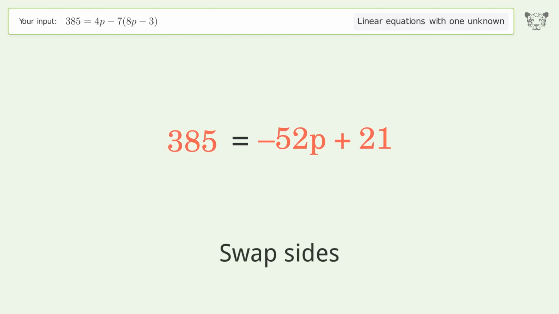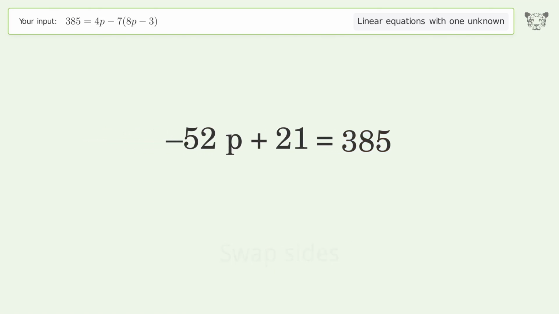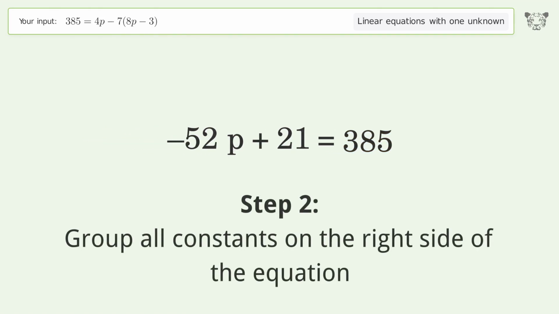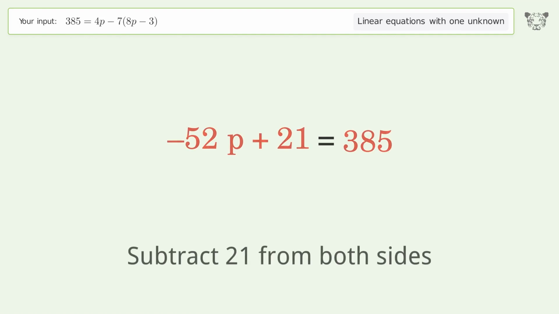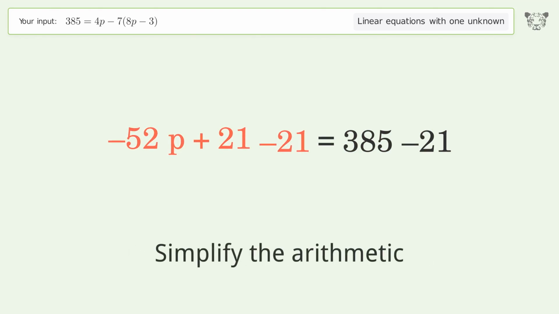Swap sides. Group all constants on the right side of the equation. Subtract 21 from both sides. Simplify the arithmetic.